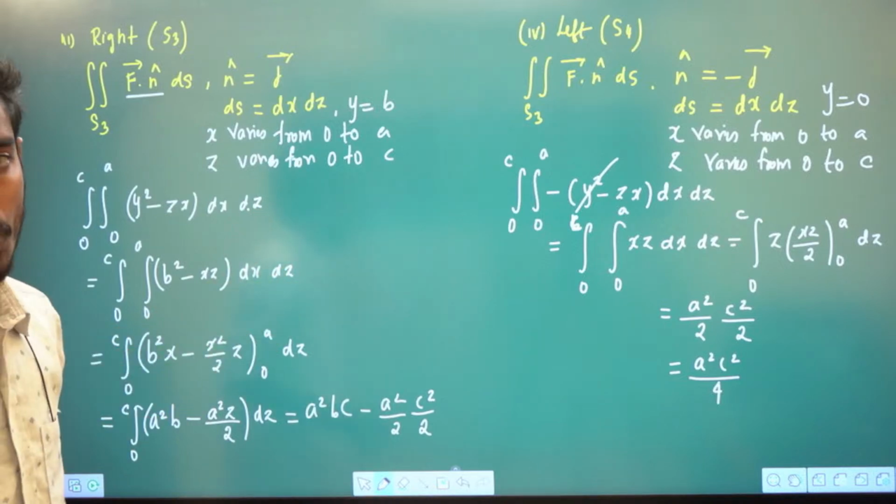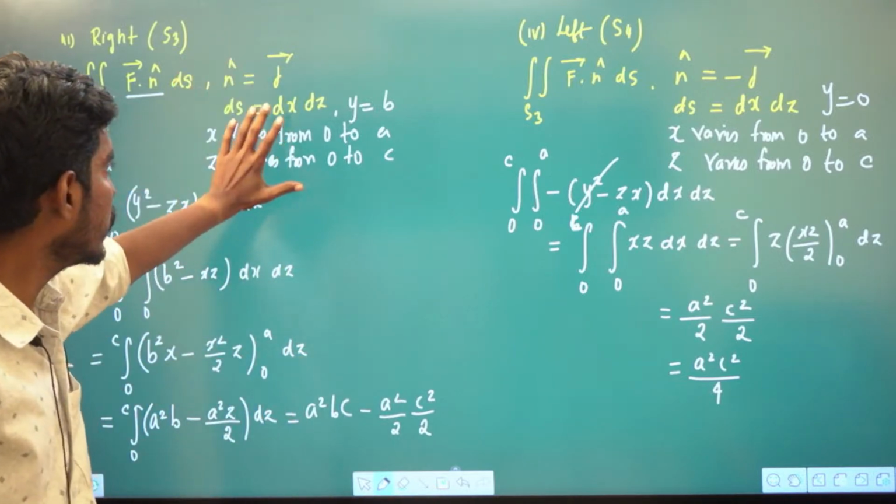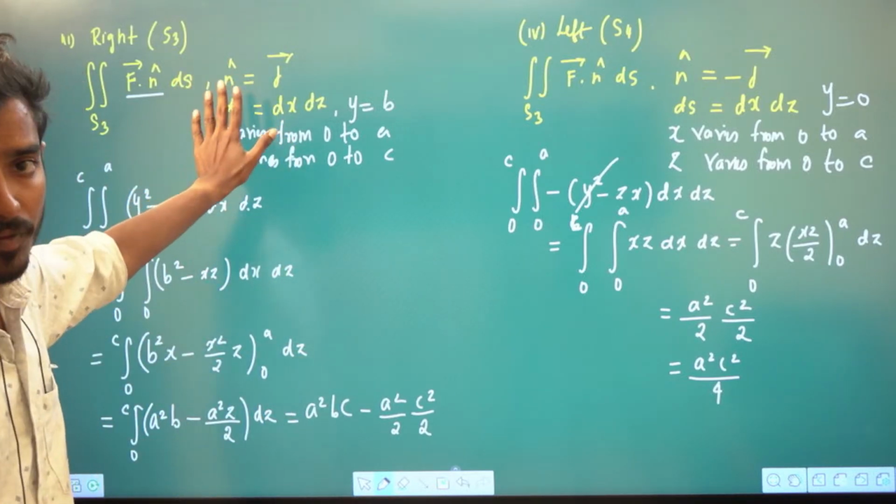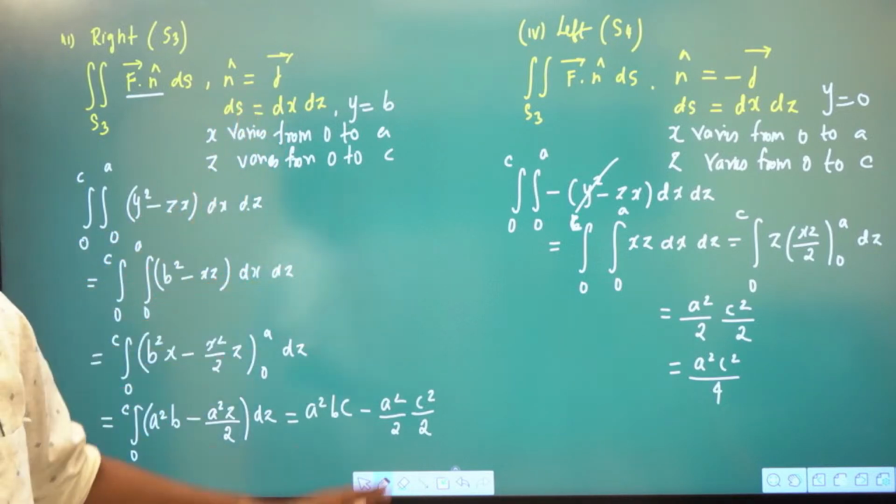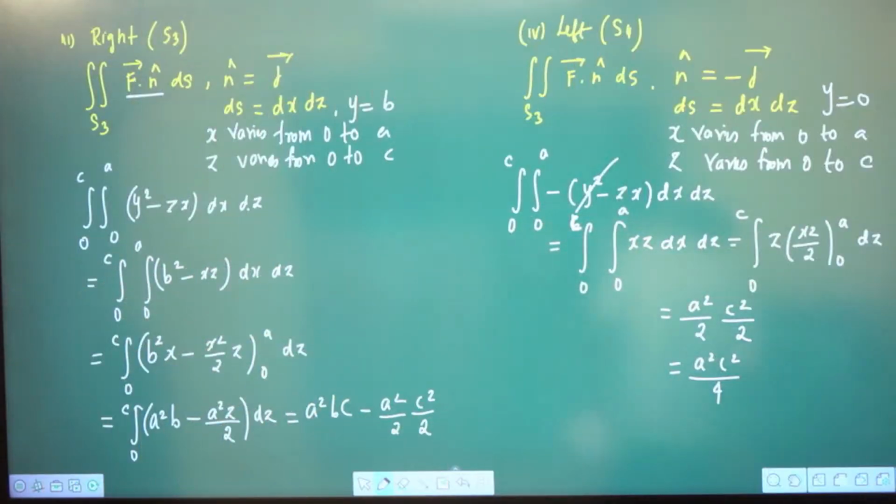Just since it is the first problem, it is taking time. But if you know it is a cube or cuboid, this will not vary. N cap ds will not vary. Only thing is limits will vary depending upon the question. Whatever limit they give, it will vary. Is it clear up to now?